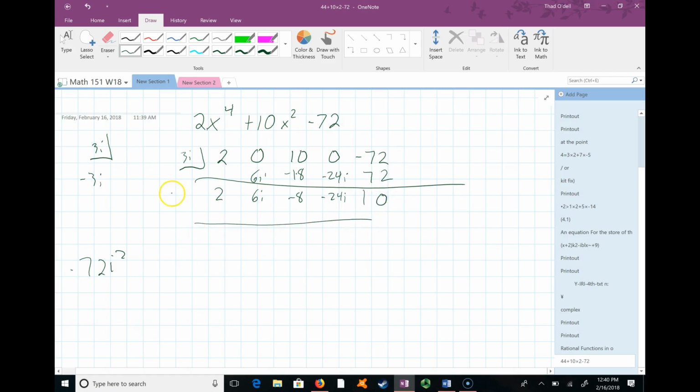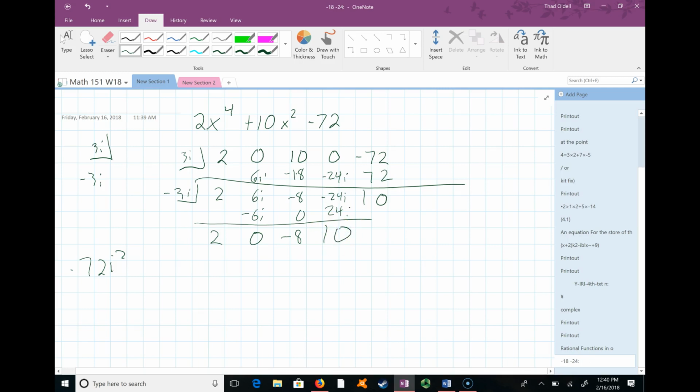So then notice when I run negative 3i in, the same thing happens. There's a 2 down there. Negative 3i times 2 is negative 6i, which gives me 0. 0 times negative 3i is 0. 0 plus negative 8 is negative 8. Negative 3i times negative 8 is positive 24i, which of course is 0.